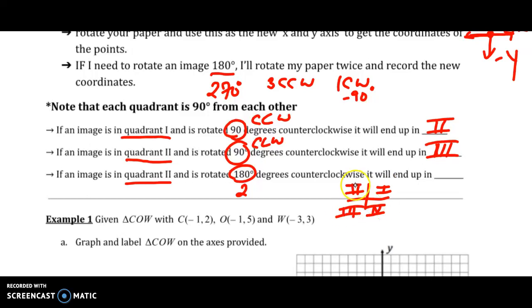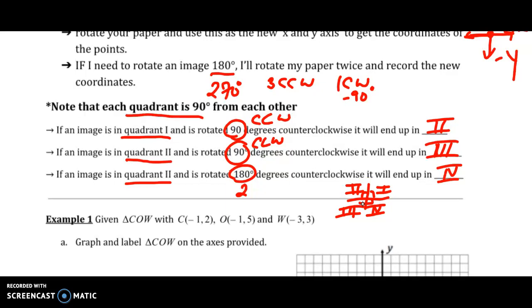And so if I'm in quadrant 2, I'm going to end up in quadrant 4 with a 180 degree rotation, and so on and so forth. So you can double check your work depending on where your points are based on the information that each quadrant is 90 from each other. So if I start out in quadrant 4 and I rotate 90 degrees, I should end up in quadrant 1. Right? So again, each of these is a 90 degree amount.